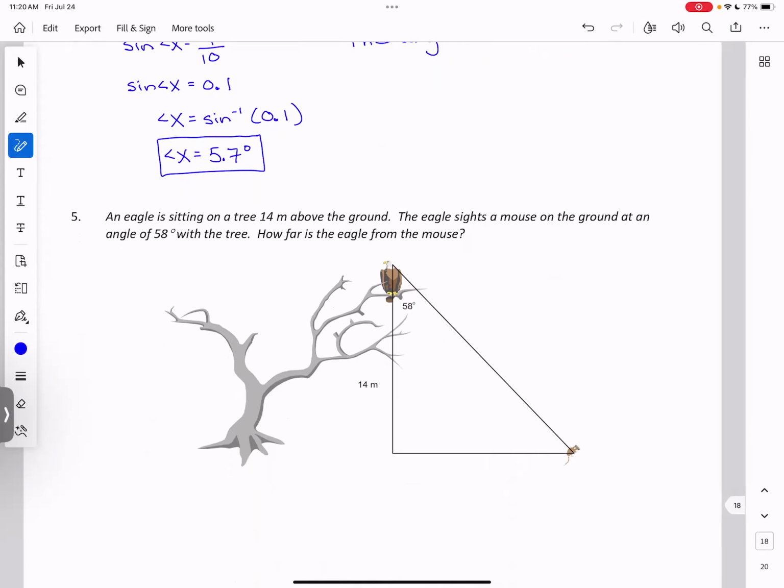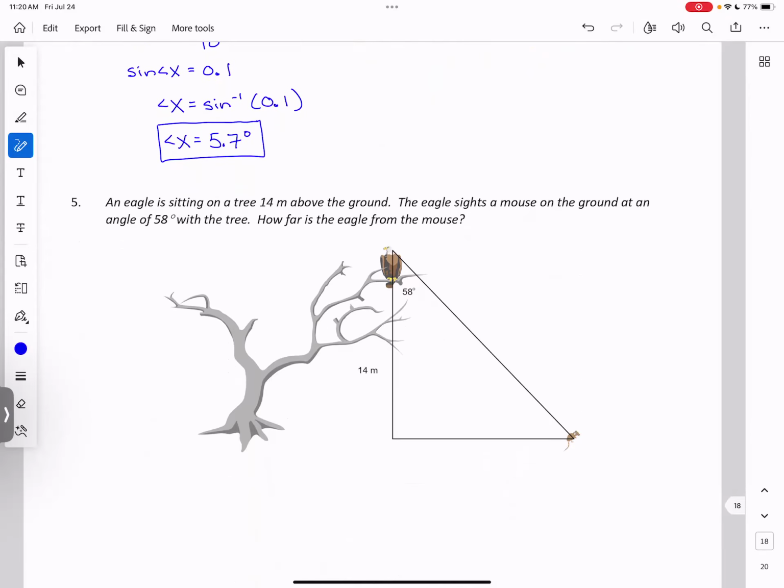And last one. We have an eagle here sitting on a tree 14 meters above the ground. And the eagle sights a mouse on the ground, which is making an angle of 58 degrees with the tree. Okay, so the eagle somehow knows that that is a 58-degree angle. And we want to know how far the eagle is from the mouse. So our x is right here.